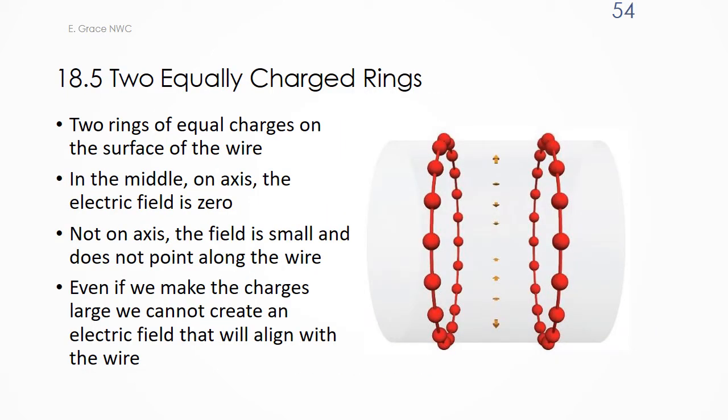All right, so here we've got two equally charged rings on the surface of the wire. We know that the field would be 0 in the middle, and off axis the field would be small and it doesn't point along the surface of the wire. So even if you have very large charges, you can't make an electric field that will align with the wire. So that's a problem if you want electrons to flow.